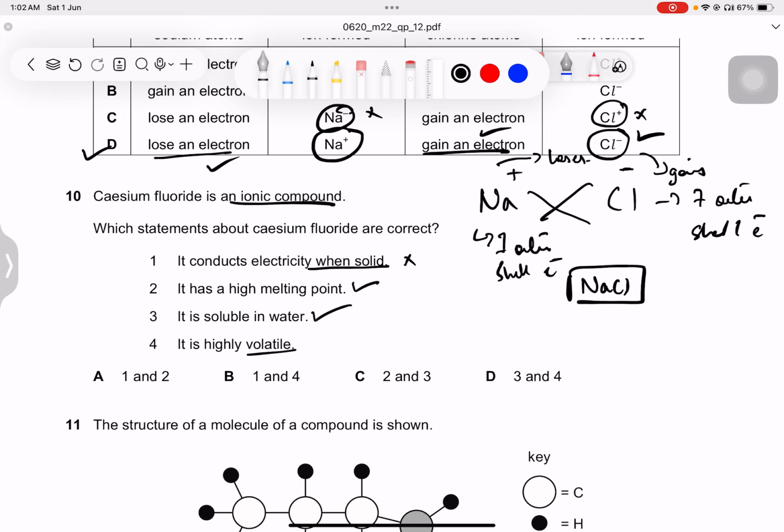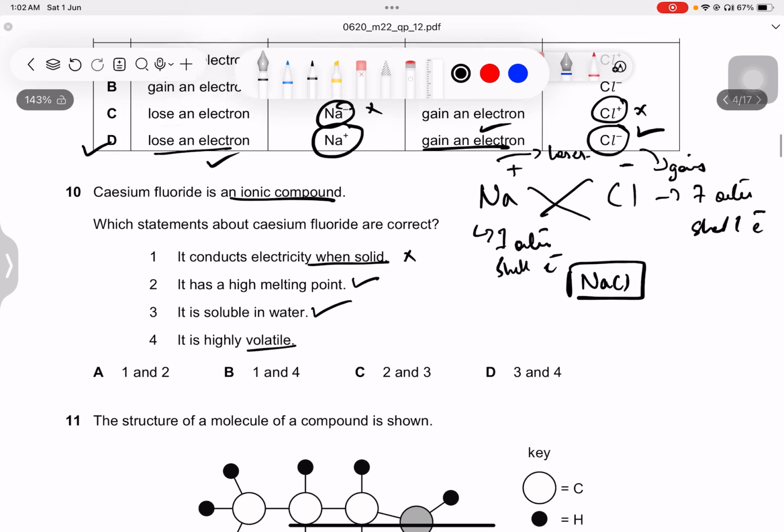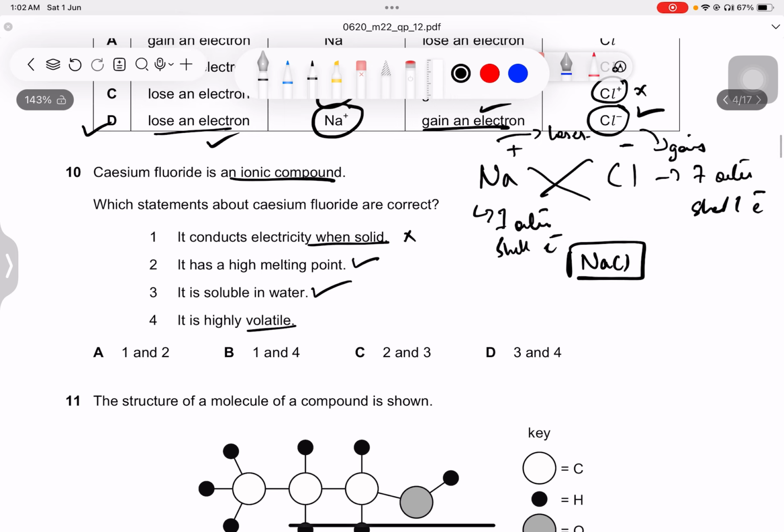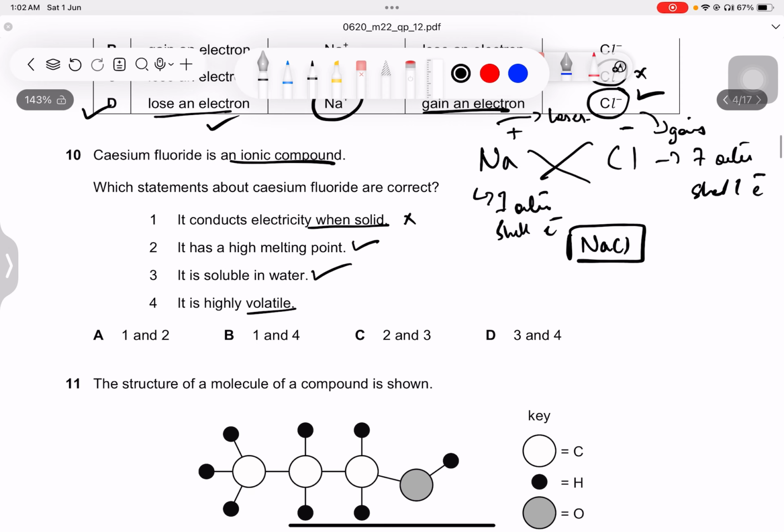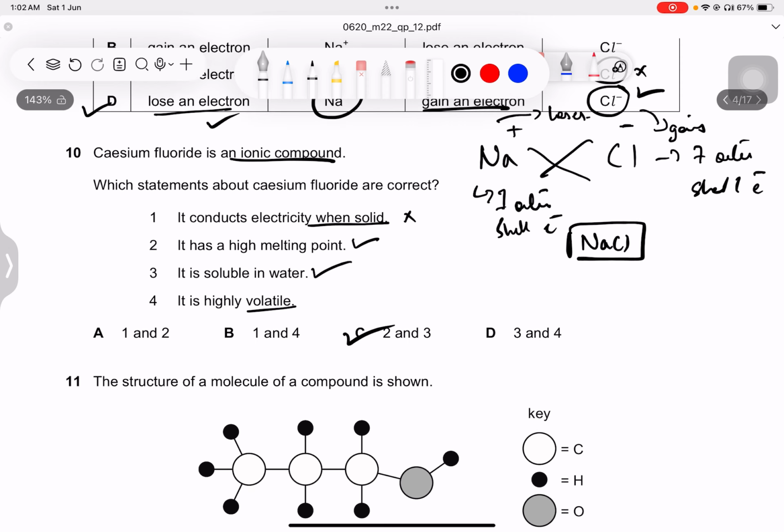Volatile means it can easily turn into a gas. So that is not correct, because it has a high boiling point, so it takes a lot of temperature and energy to become a gas. So 2 and 3, which means option C is correct.